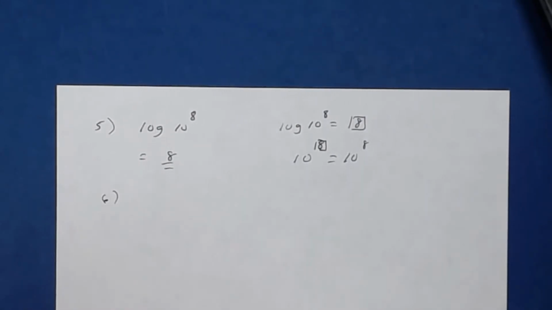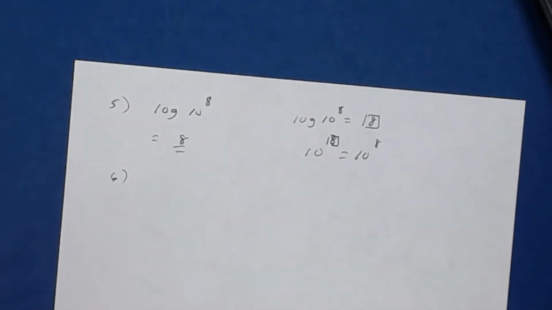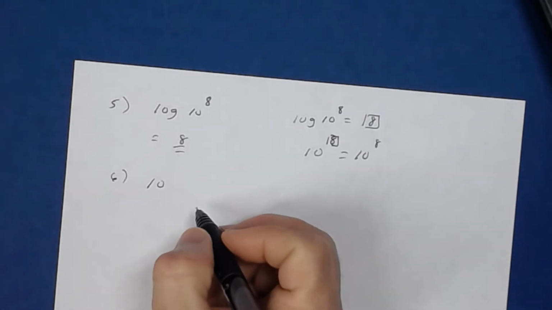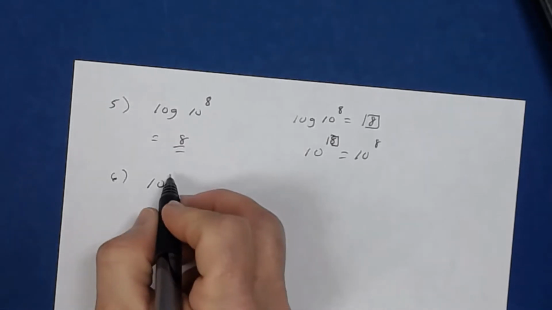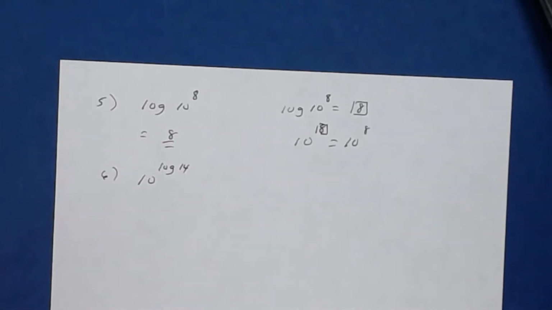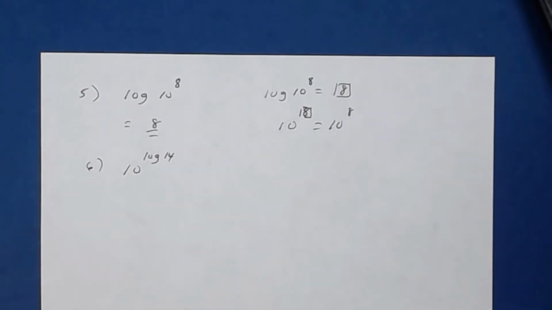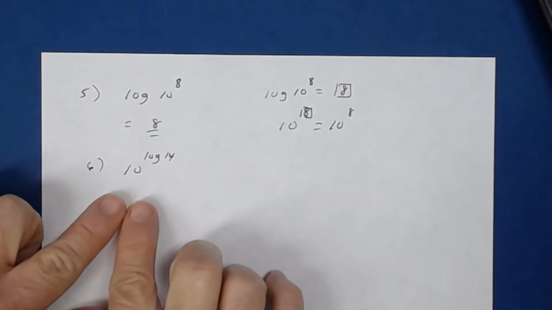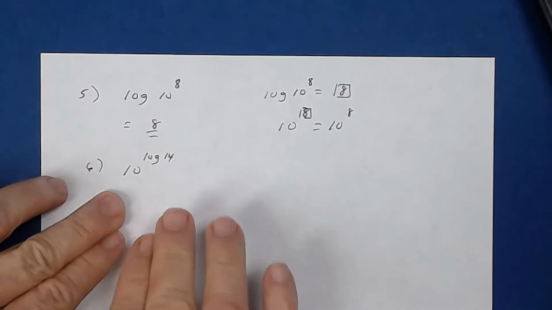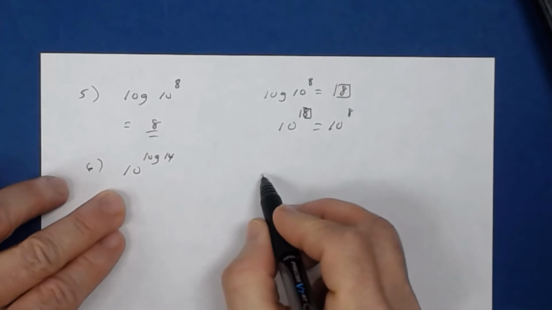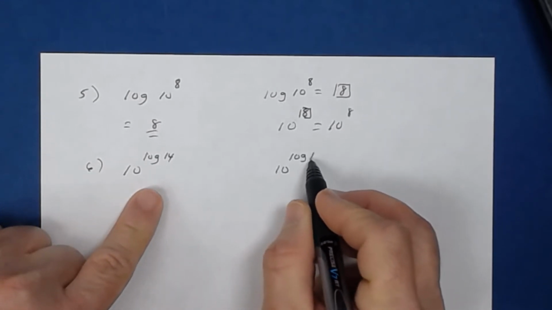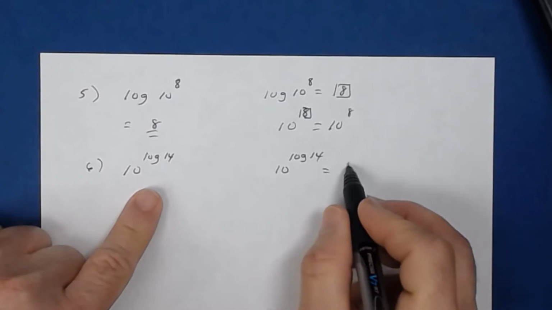Number 6. All right, number 6, suppose we had 10 to the log of 14. Okay, now you got to remember how we did this in a previous part. All right, so what we did was this. We first of all rewrote this as 10 to the log 14 equals box.